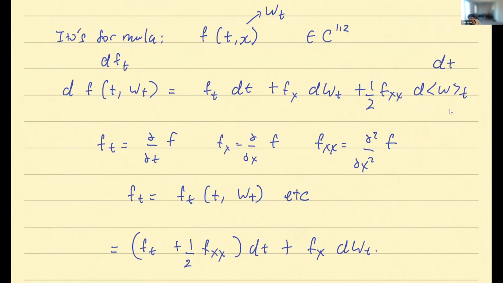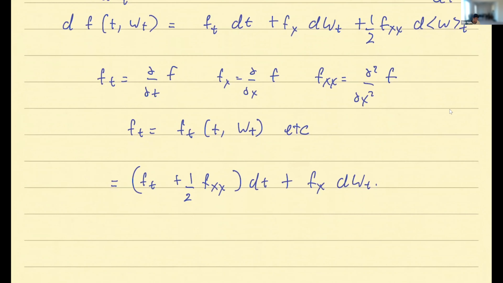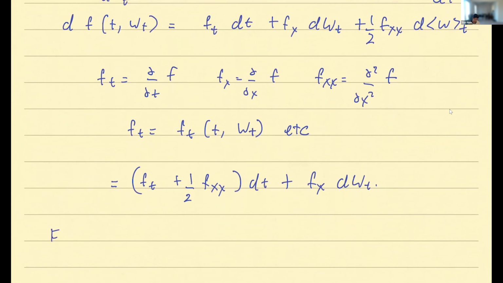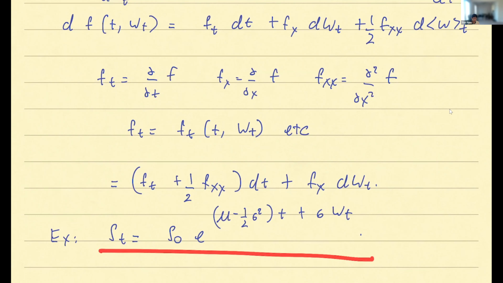Now I know I'm one minute behind time, so bear with me here. I just want to do one example and we're done: the Black-Scholes model. Okay, I want to show you that I can apply Ito's formula to this.